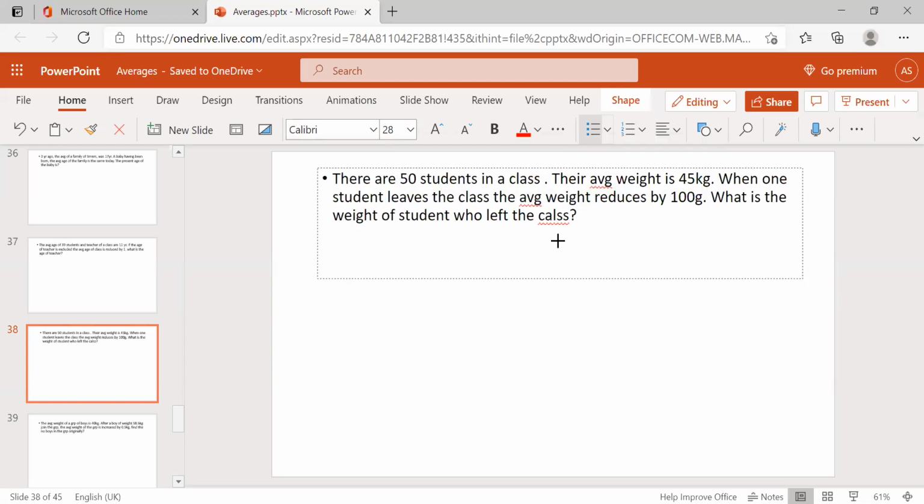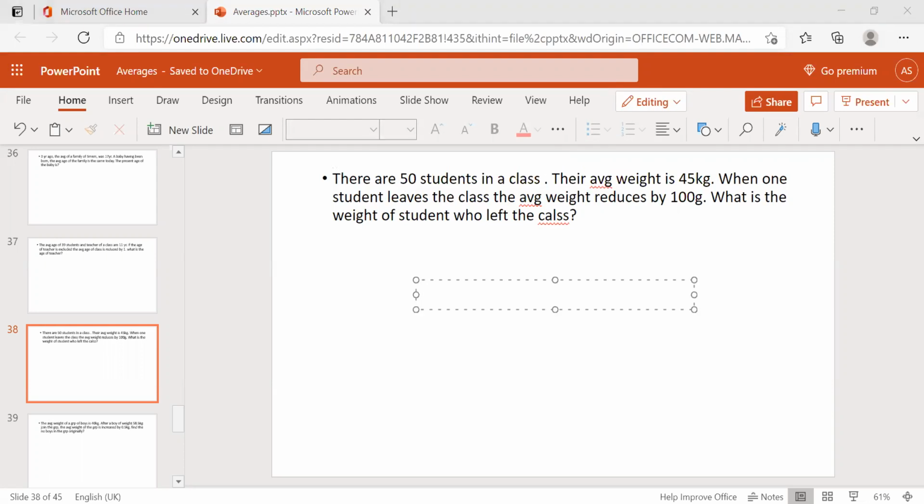So here you need to get clarity. Now, how many were there in the class? 50 students. What is the average? 45. And one student leaves. That means how many students are there? 49 students. And the average is reduced by 100 grams. That means 44.9. The average weight is 44.9.